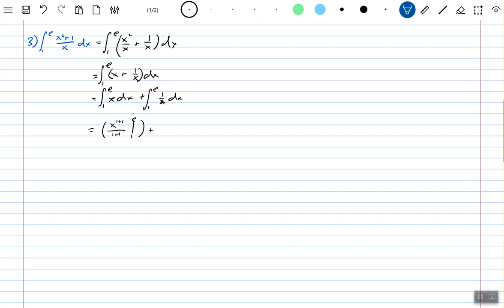Now, we could do the power rule here, but that power is x to the negative 1. So that means in the denominator, if we did the power rule, we'd have a negative 1 plus 1, which is a 0, which is division by 0. And that's a real big problem.